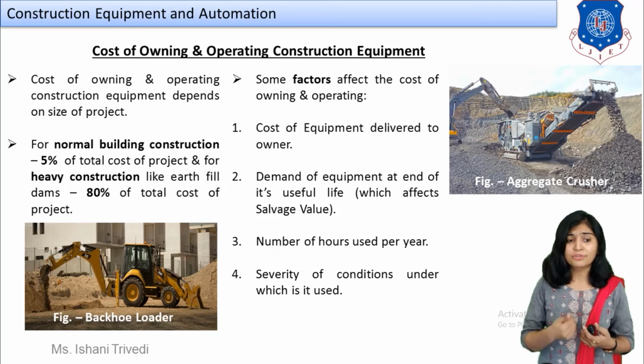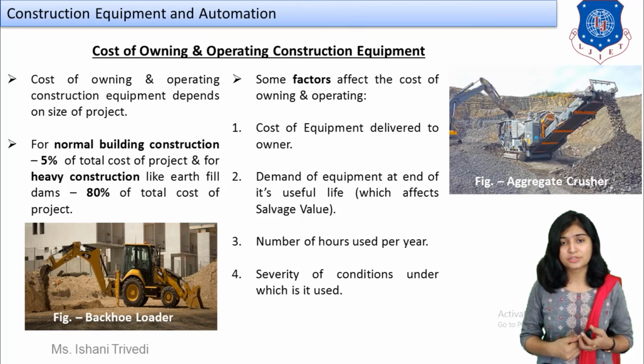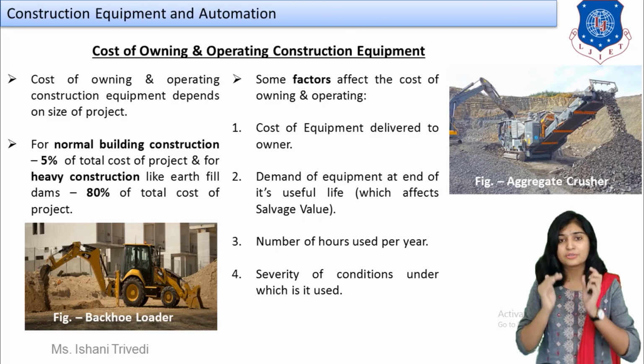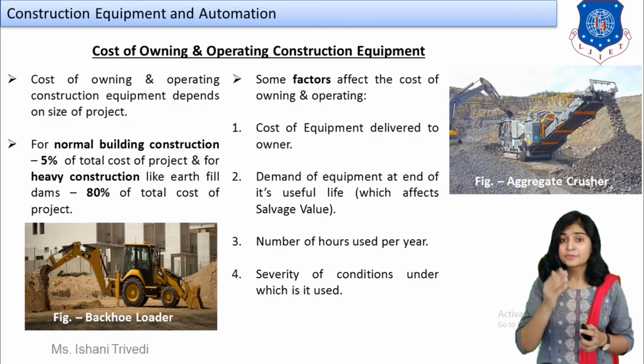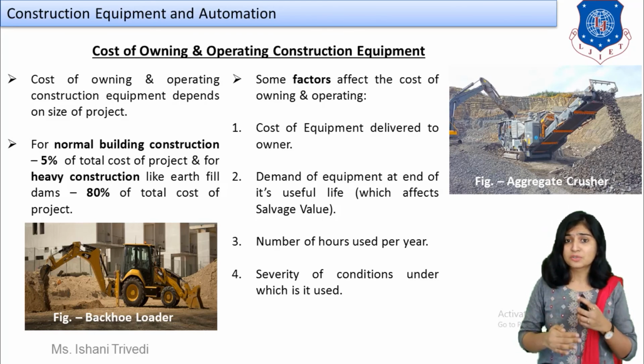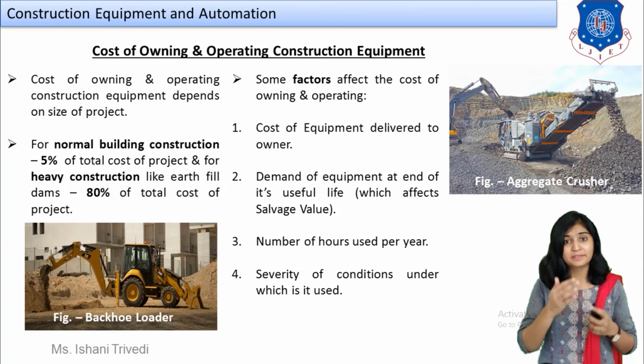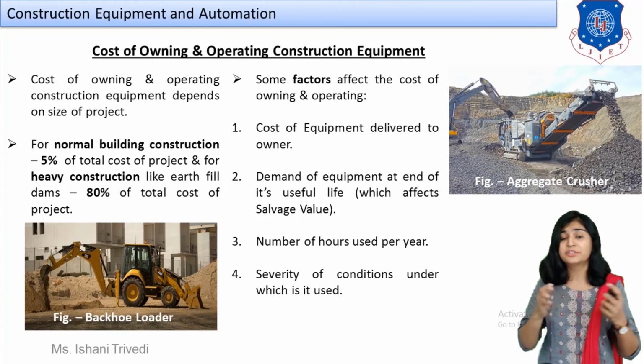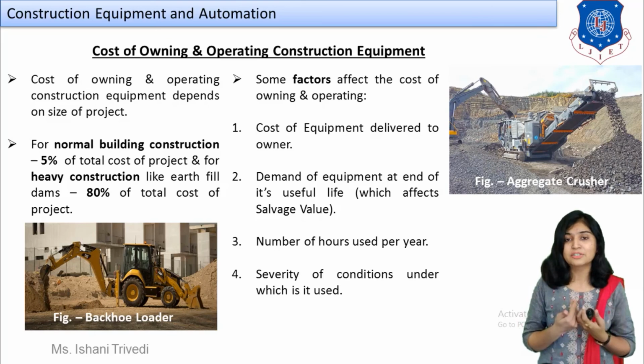So for normal building construction, 5% of the total cost of the project, and for heavy construction, 80% of the total cost of the project is categorized in the cost of owning and operating. So you can imagine that these costs will be very large, and this is the reason why we are discussing so much about the finance of the construction equipment, right?